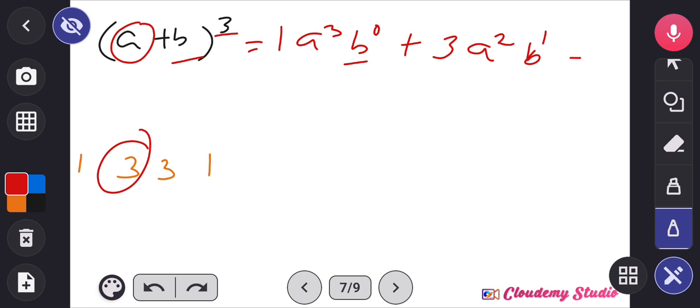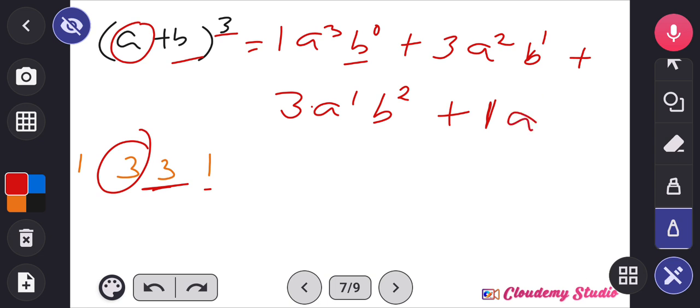You understand? Plus, therefore, the 3 again. Now, a is going to decrease by 1. That is a raised to the power of 1. And b is going to increase by 1. That is b raised to the power of 2. Plus, now the next thing is 1, right? Remember that a is going to decrease by 1. That is a raised to the power of 0. And b raised to the power of what? b raised to the power of 3.